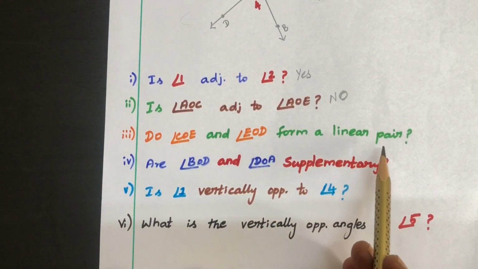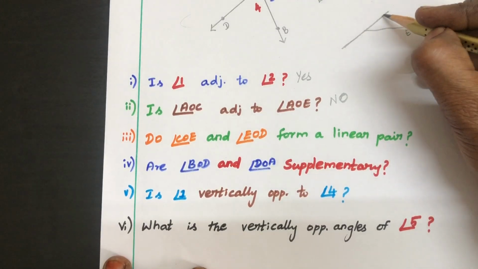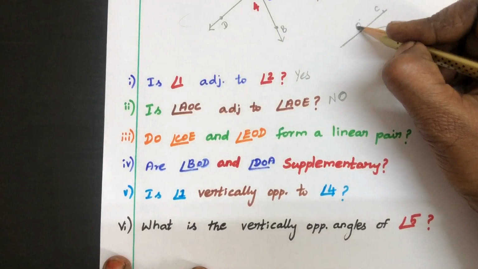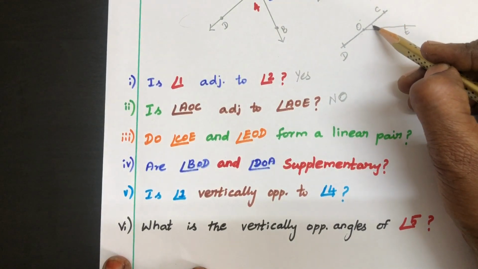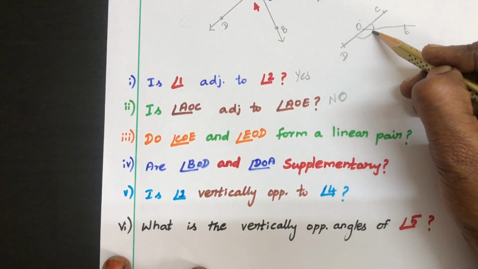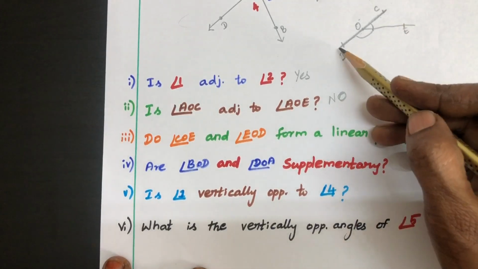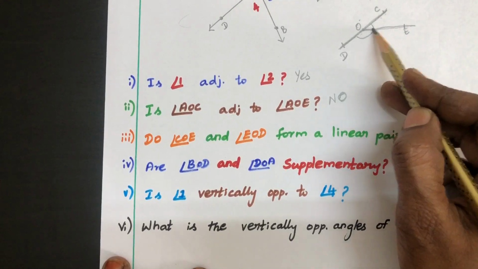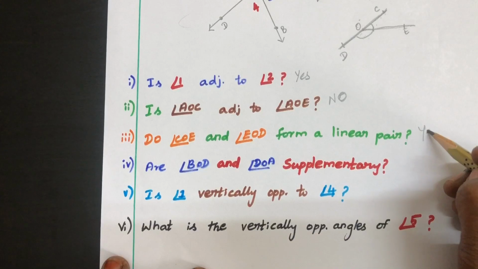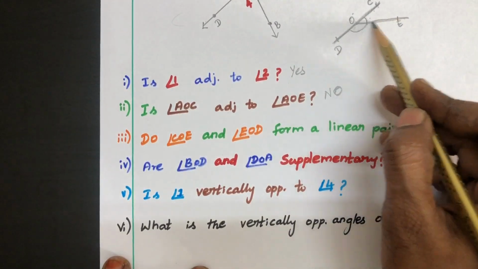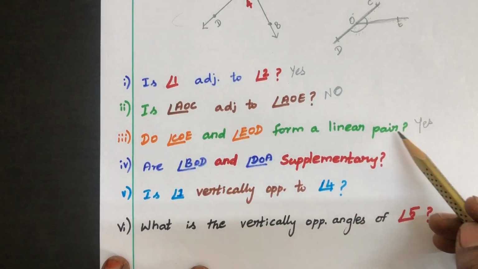Do COE and EOD form a linear pair? I'll draw a rough figure here. This is E, this is C, this is O, and this is D. See here, COE is one angle formed, and EOD is also one angle formed. Both lie on the same line. So one line, on which this line is standing, must add up to 180 degrees. So this forms a linear pair. Yes. A straight line and one line on it, both the angles are adjacent supplementary angles. So this is called a linear pair.